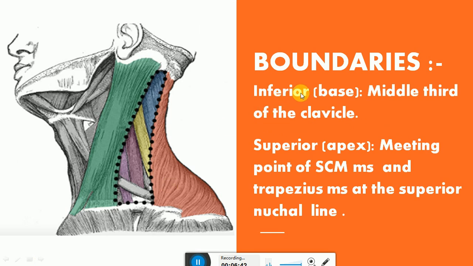Now there is the base. This one is the base, or inferior border. It is formed by a bone, that is the middle one third of the clavicle.